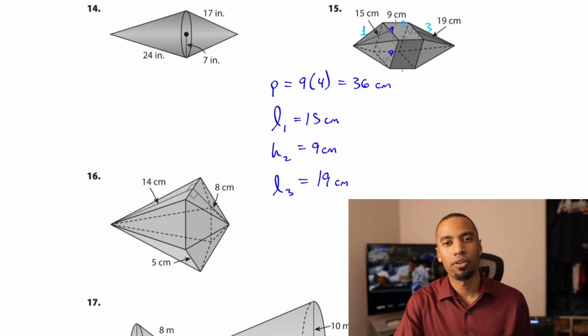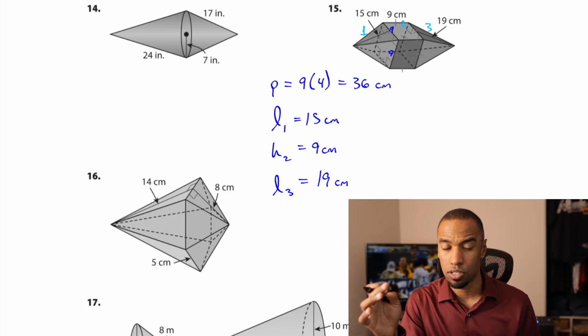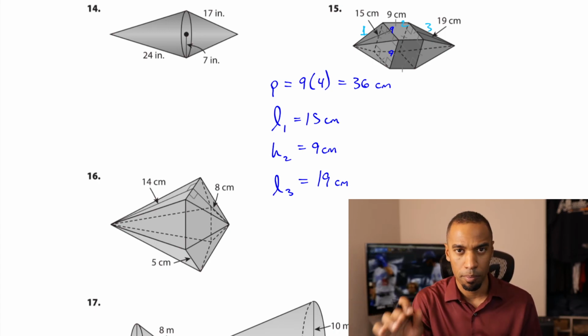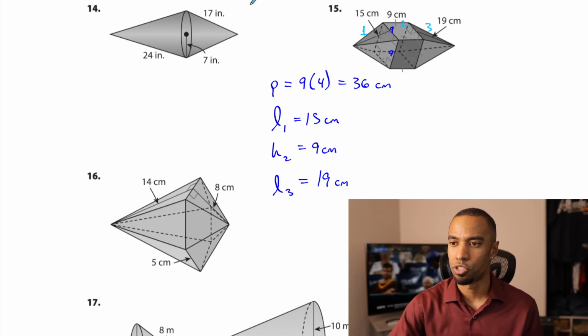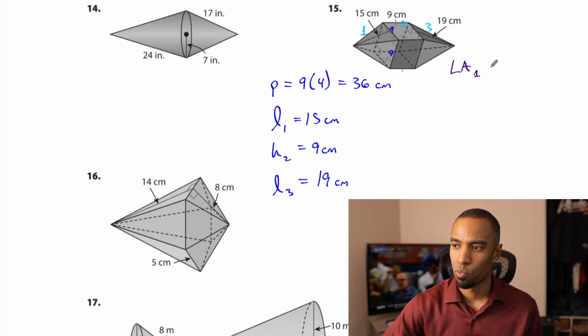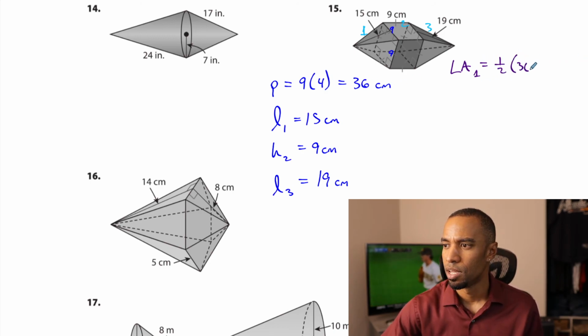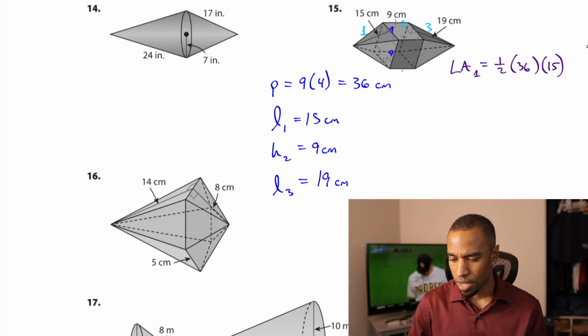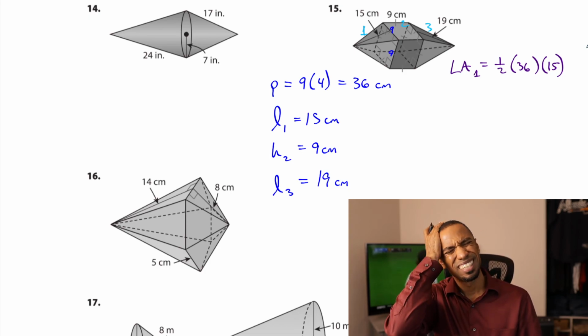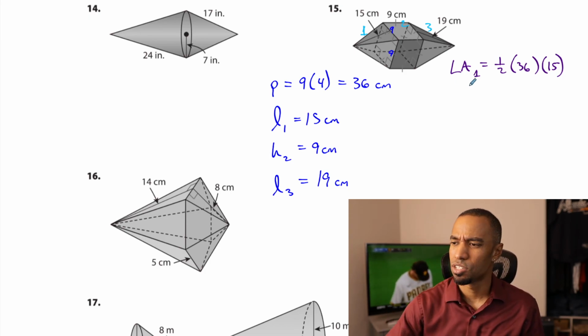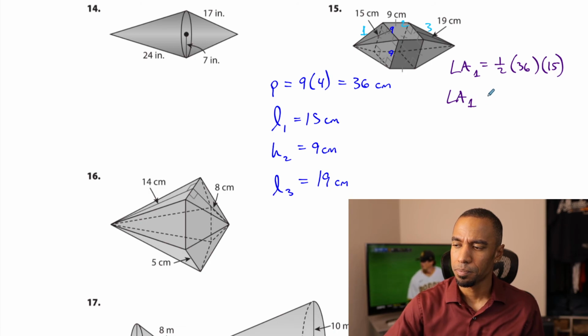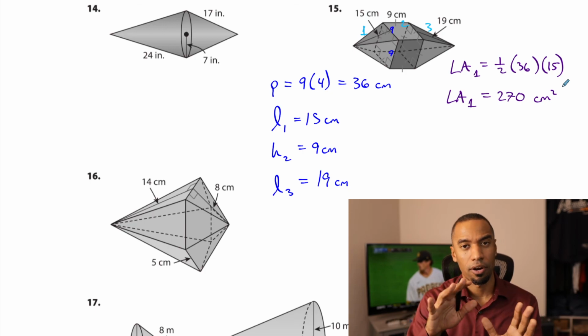So let's find the lateral areas of our two pyramids here. Lateral area is 1/2 perimeter of base times slant height, and they're two different ones. So the lateral area of figure 1 is 1/2 perimeter of base, 36, times a slant height of 15. Half of 36 is 18, times 15, 270, I think. So 270 square centimeters.